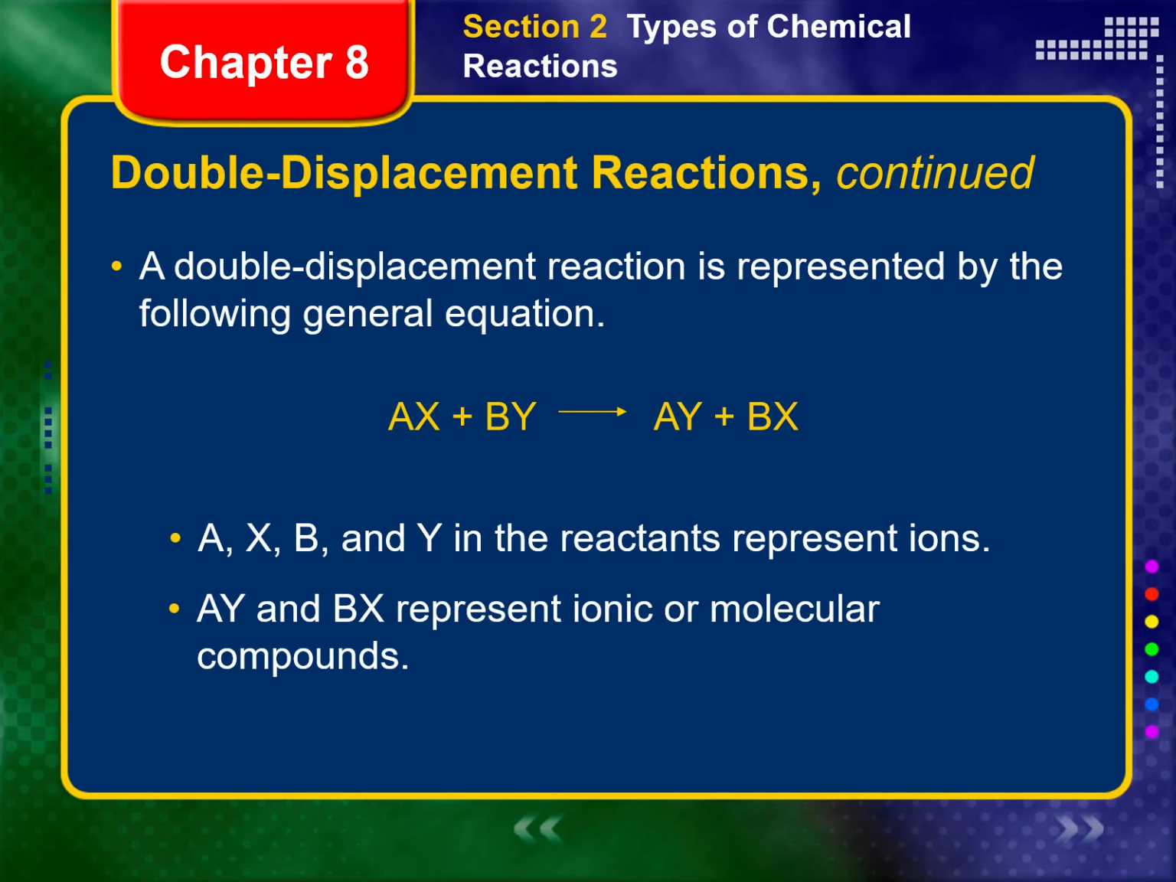A double displacement reaction is represented by the following general equation. AX plus BY reacts to form AY plus BX. And in this circumstance, A, X, B, and Y in the reactants represent ions. AY and BX represent ionic or molecular compounds.